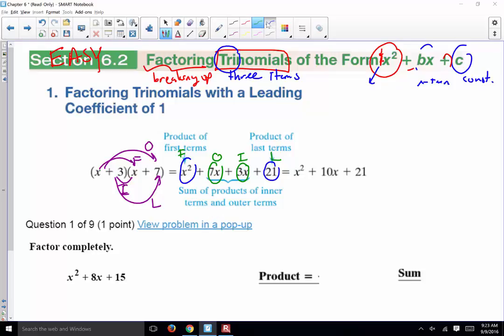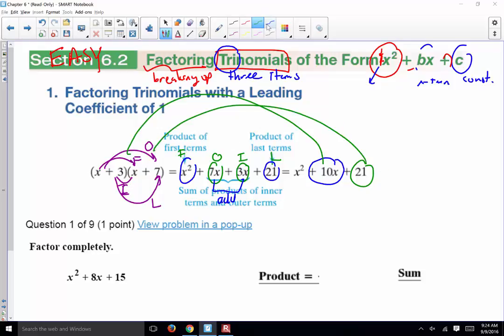What we observe here is that when I add these 2 guys, 7 plus 3, I get the middle term, 10x. And 21 is the product of the last terms. So this gives me the idea. I observe a method to break this 10 and 21 into pieces. When I'm breaking this into 2 groups, I will pick two numbers here. These are question marks.